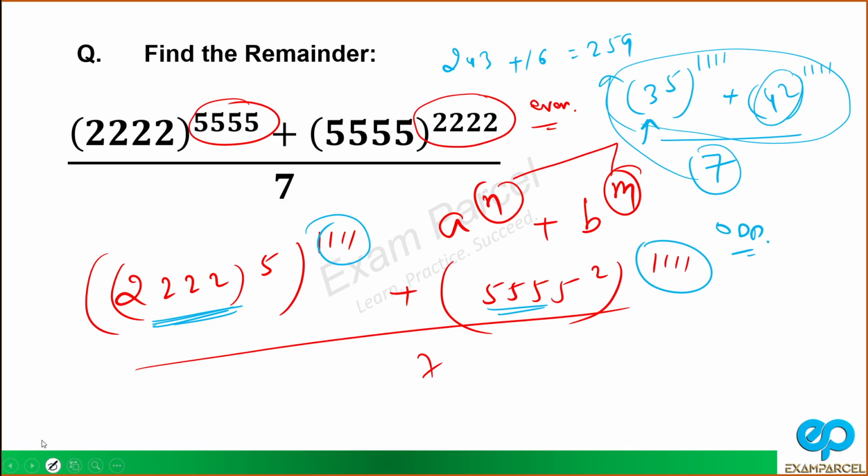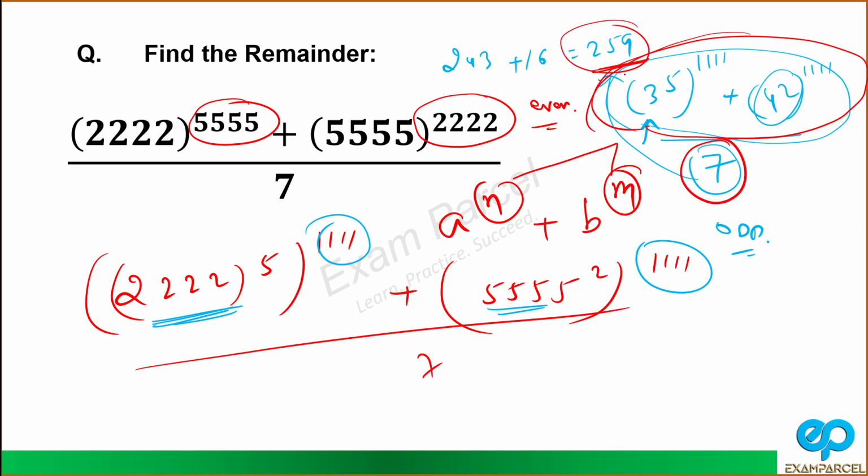So it means that if this whole expression is divisible by 259, obviously this whole expression will be divisible by all the factors of 259 also. And since 7 is a factor of 259, therefore this whole expression will be divisible by 7 also. Hence we can say that this remainder will be equal to 0.